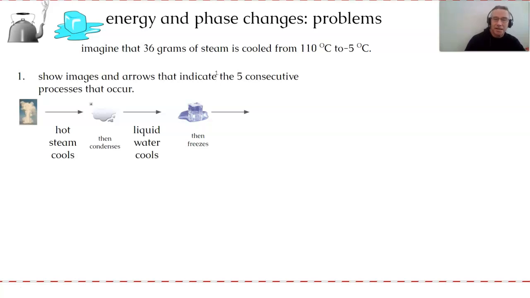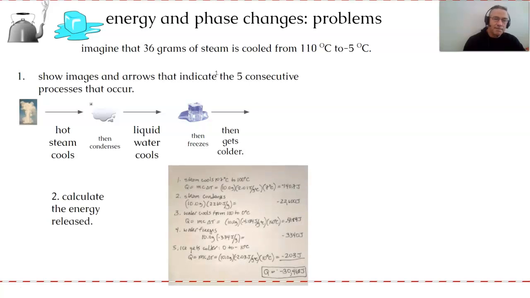They call that nucleation. We can still get colder, and there you go. We have our 1, 2, 3, 4, 5 steps. Great. Let's go ahead and calculate that energy, starting at 110 and working our way down to -5.